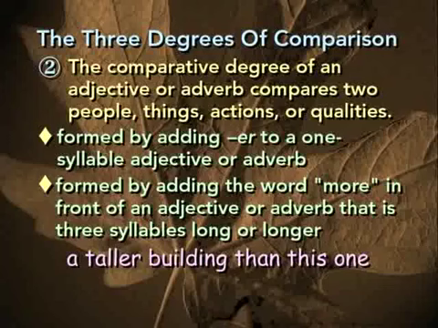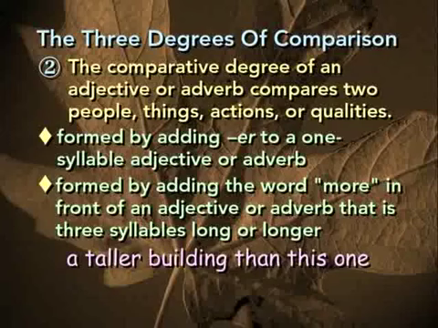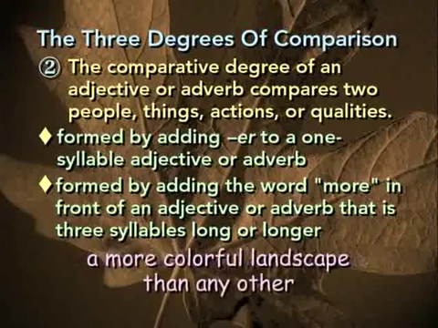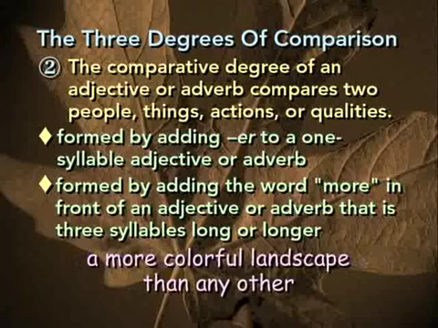Now in this phrase, we're comparing two buildings, this one and another one, and we're therefore using the comparative form of the adjective tall. The adjective tall is a one-syllable word, and therefore we form the comparative form of the adjective by adding er at the end. So the positive degree tall turns into the comparative degree taller, a taller building than this one.